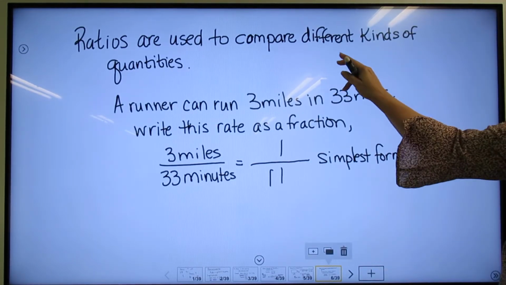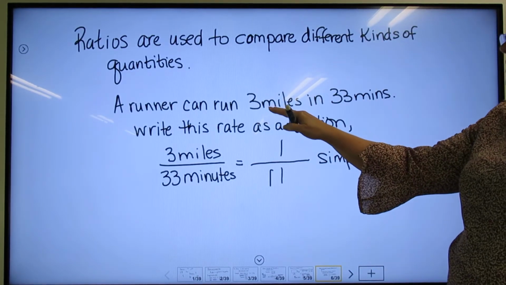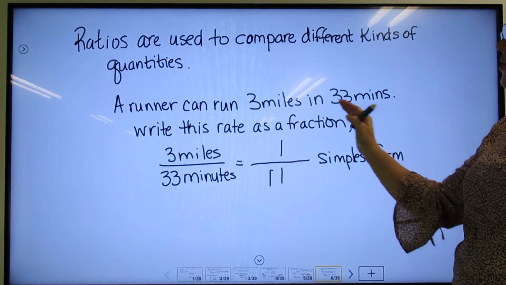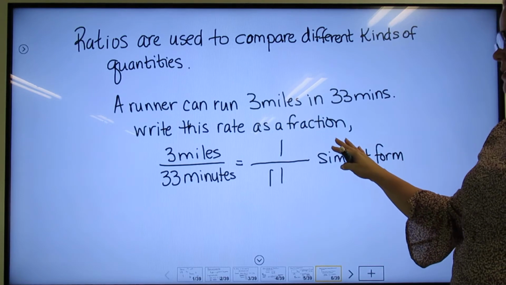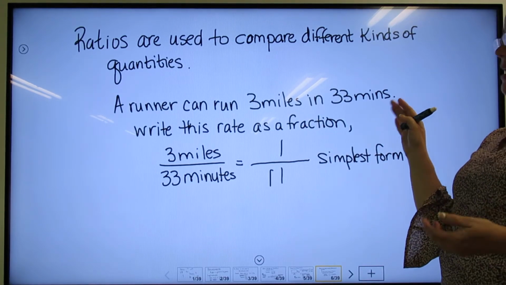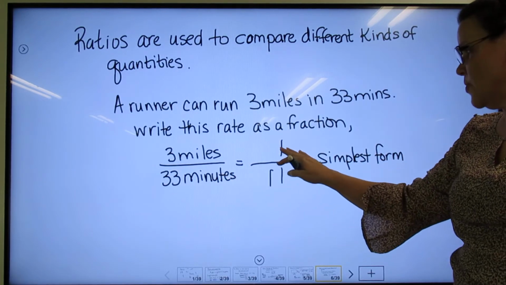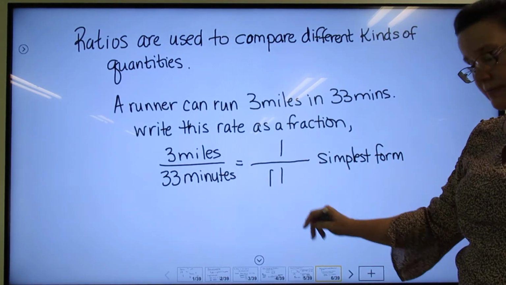Next is ratios are used to compare different kinds of quantities. A runner can run 3 miles in 33 minutes. Write this rate as a fraction. This could be a word problem that you may have, right? 3 miles to 33 minutes. Write it in simplest form. It's 1 over 11.